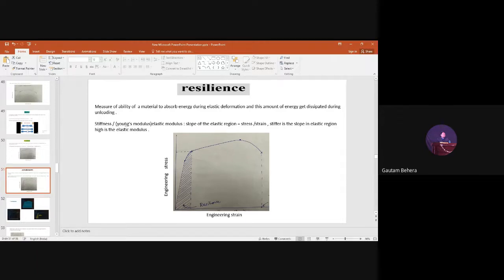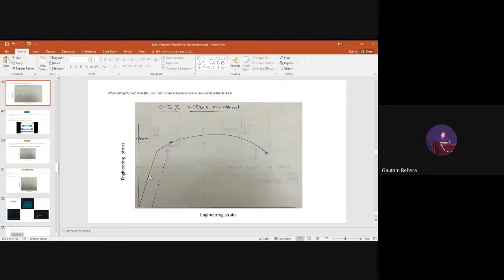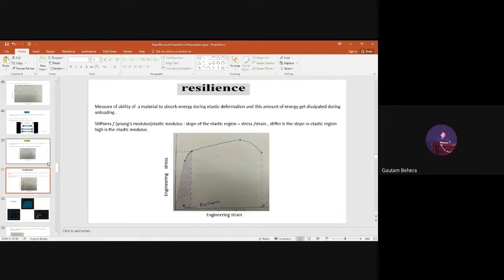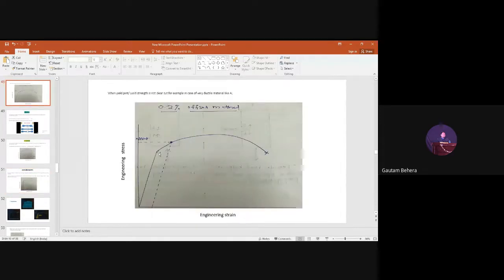So I'm talking about stiffness. Young's stiffness is also called Young's modulus or elastic modulus. This is obtained by taking the slope here. If you take a slope in the linear portion, that slope will give you the Young's modulus or elastic modulus, that is the stiffness value. Suppose your curve is like this, but if I take another material, its curve will be like this, for example, and it will move like this.